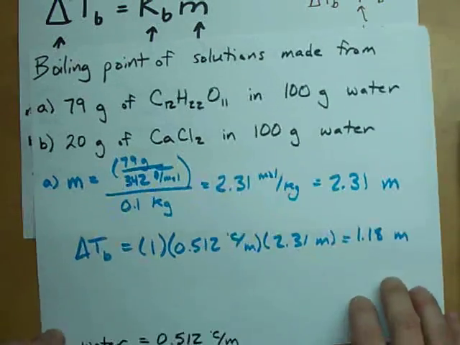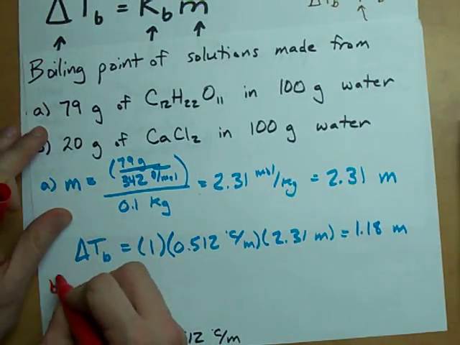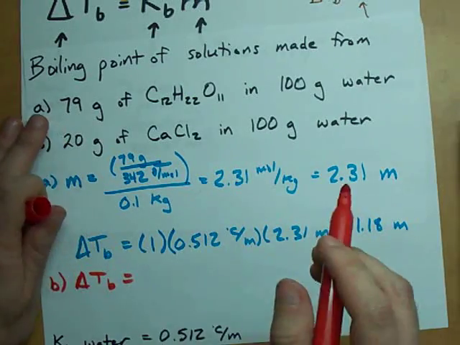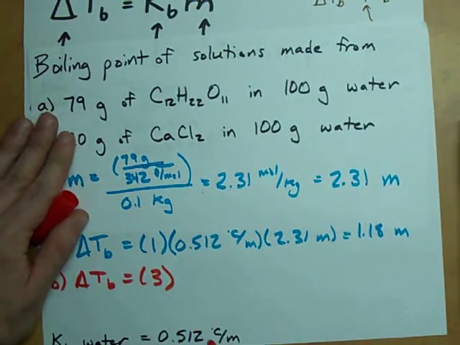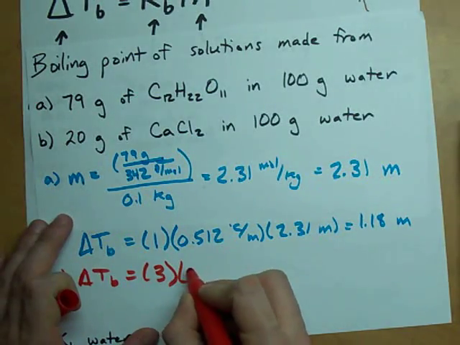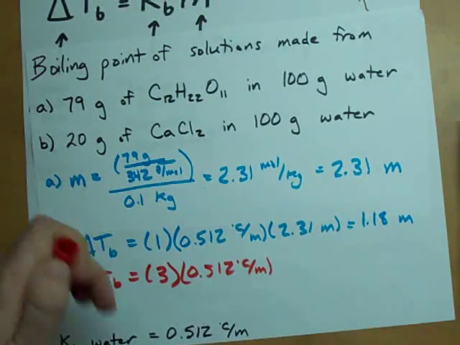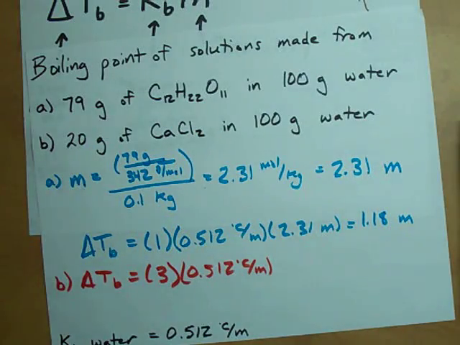Okay, let's do this quickly. The way that you're going to figure out the boiling point for this one is the exact same way. You're going to need the number of particles that CaCl2 breaks into. That's 3, because you'll get 1 calcium and 2 chlorides. The Kb for water is the same, because it's the Kb for water. And now we just need the molality of this solution.